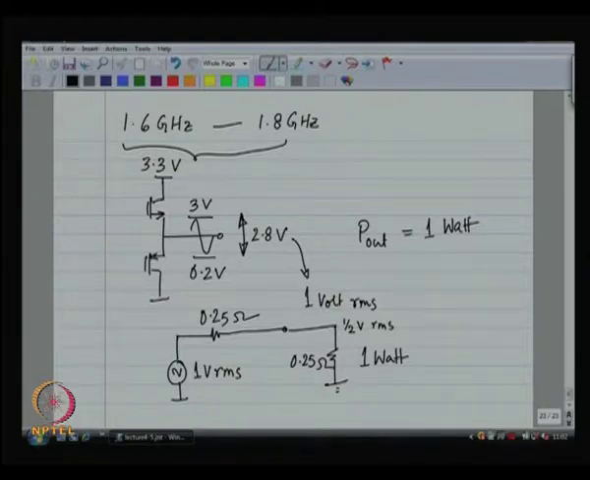To reduce the source resistance further, indeed you can get even more power out, but it is not advisable, because reducing the source resistance further and further is just going to blow up the size of the power amplifier. All right. So, this is what I have got.